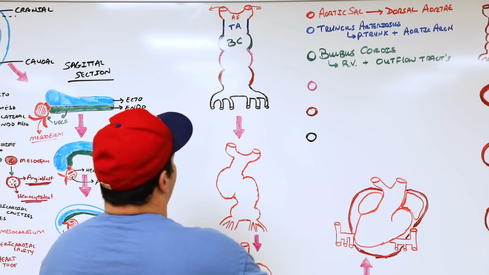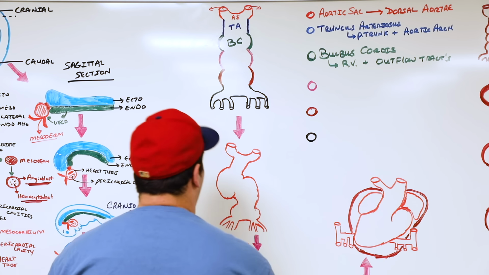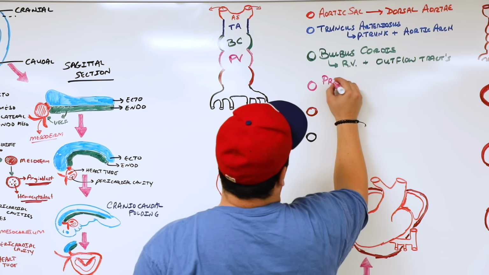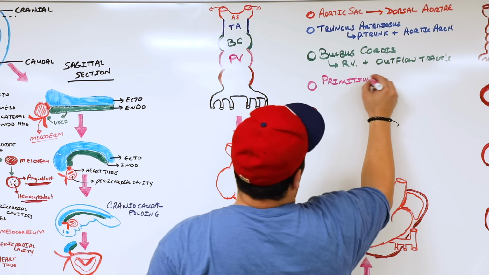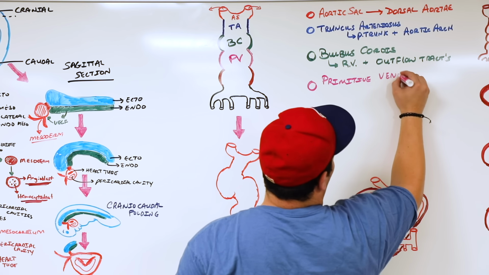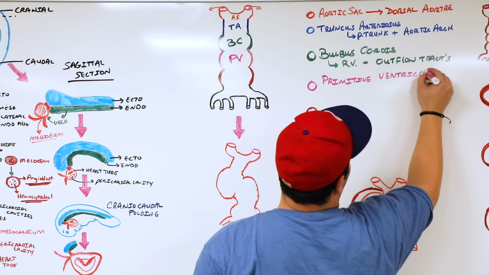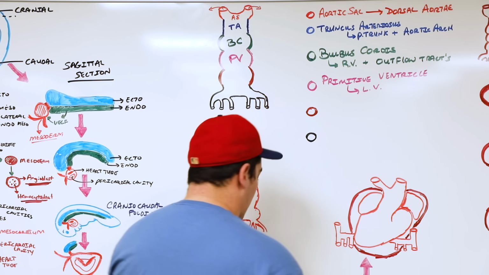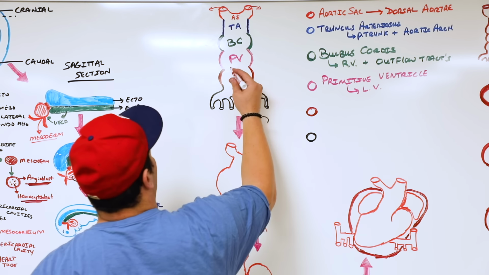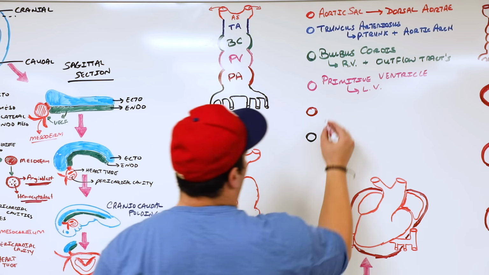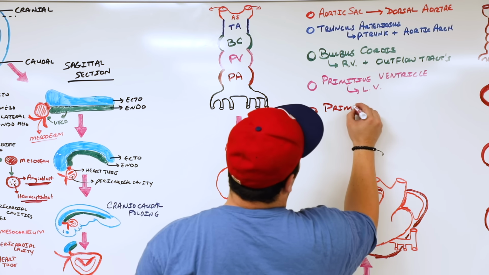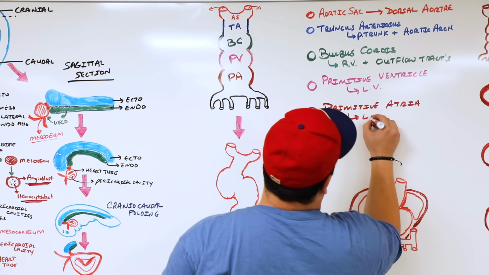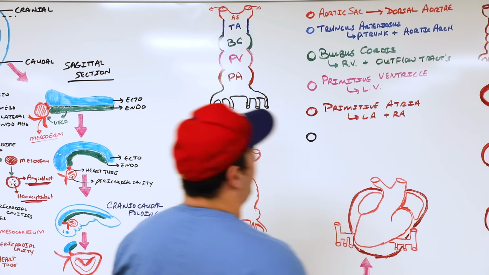The next structure here, below the bulbus cordis, here in pink, is the primitive ventricle. It's obvious what this is going to become. This was the right ventricle in the outflow tracts. What do you have left ventricle-wise? This is going to become your left ventricle. The next thing below the primitive ventricle is the primitive atria. It's obvious what these will become. The primitive atria is going to become both the left and right atrium.